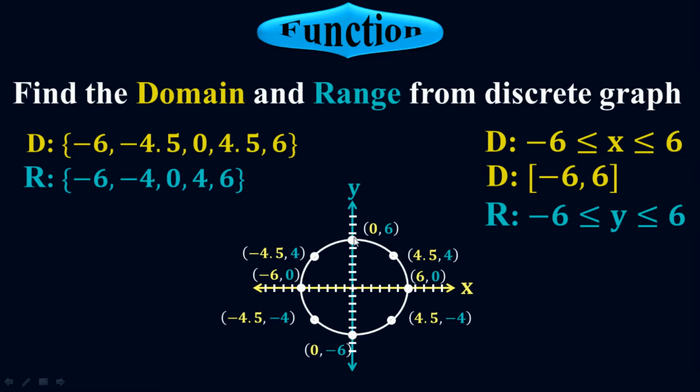...which cut the y-axis at positive 6. So this negative 6 and positive 6 are the only points where this graph, or this circle, cuts the y-axis. So negative 6 and positive 6 is my range. But again, there is an equality sign for both sides. Equal to and greater than, equal to and less than, which means including negative 6 and including positive 6.